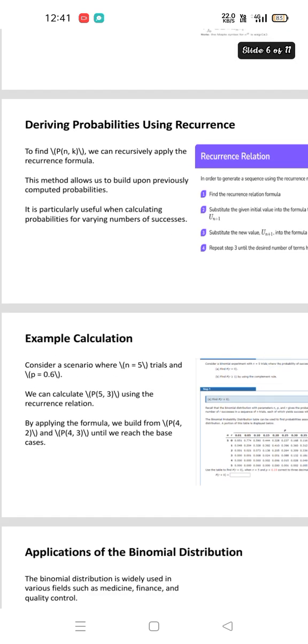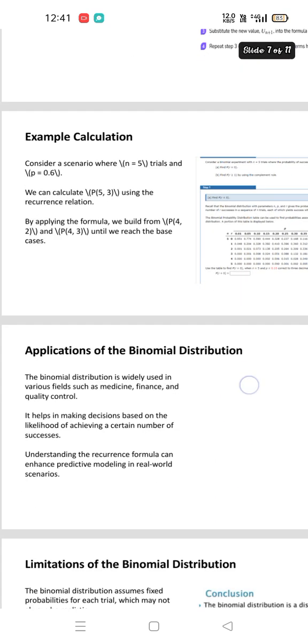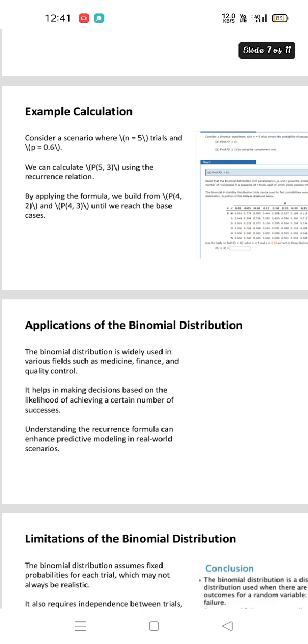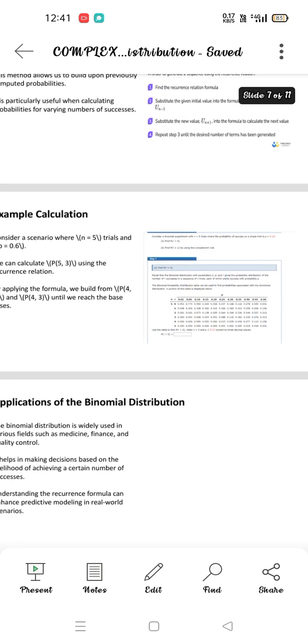Example calculation. Consider a scenario where n equals 5 trials and p equals 0.6. We can calculate P(5, 3) using the recurrence relation. By applying the formula, we build P(4, 2) and P(4, 3) until we reach the base cases. This is the example of calculation of binomial distribution.